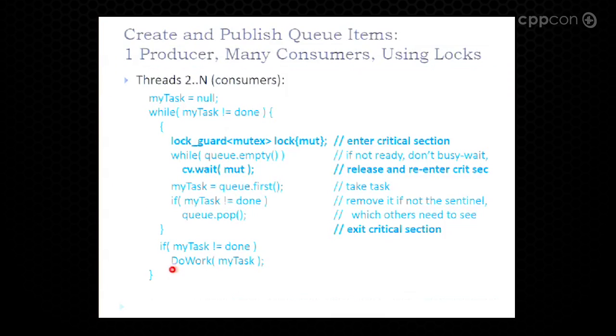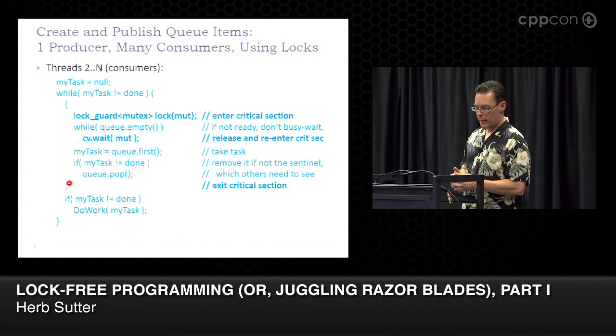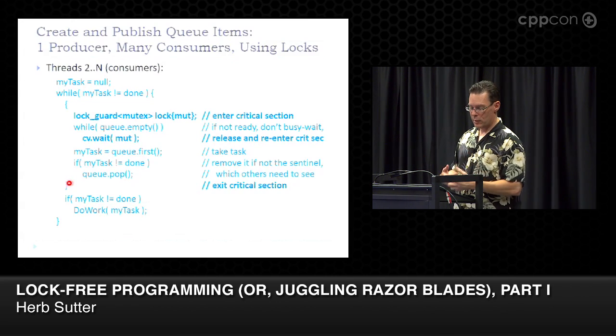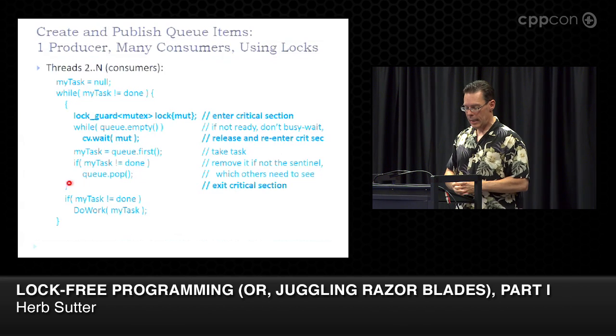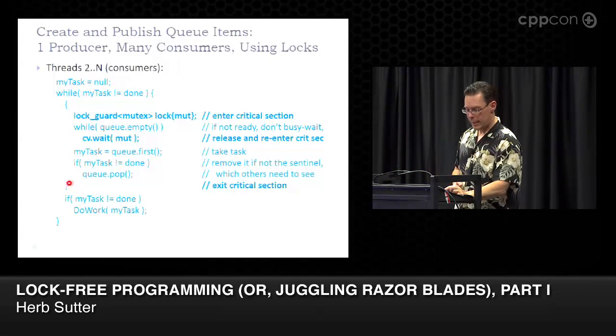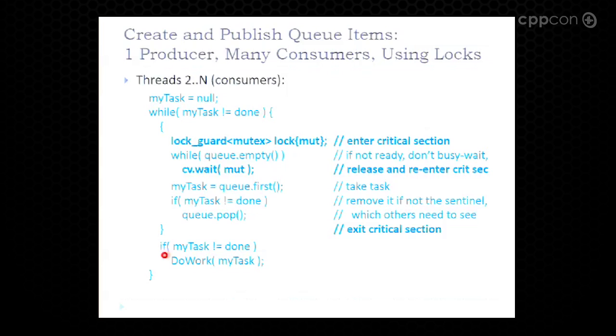And in particular, notice that the lock guard ends here. So when there's something in the queue, we'll get the first element, and if my task doesn't equal done, we'll pop from the queue. We just leave the sentinel there for other people to see. And if it's not the sentinel, we'll take it. We release exclusivity, and then we do our work.